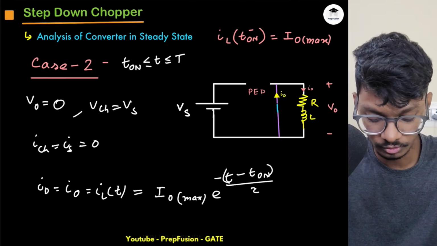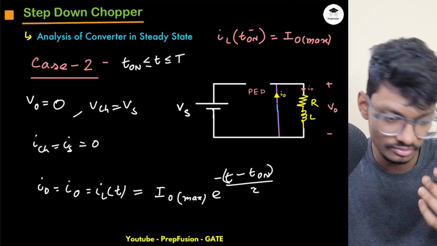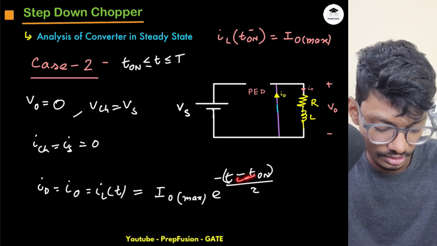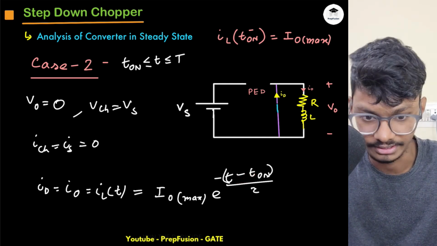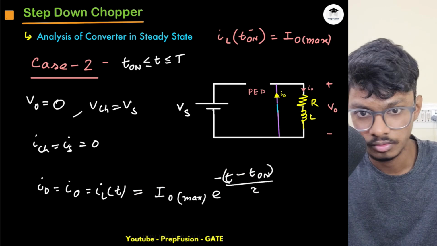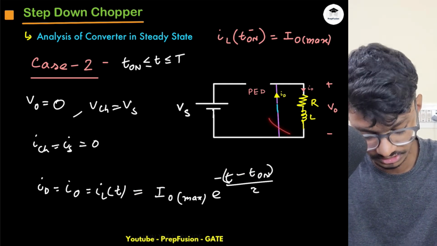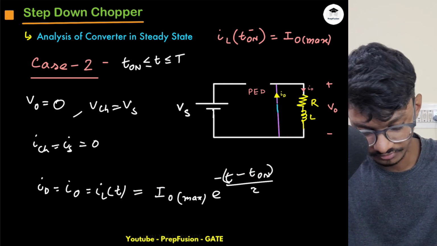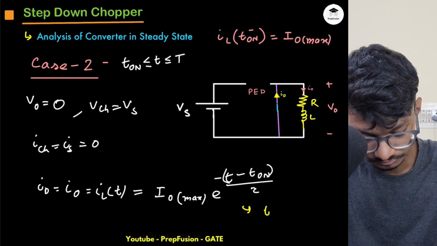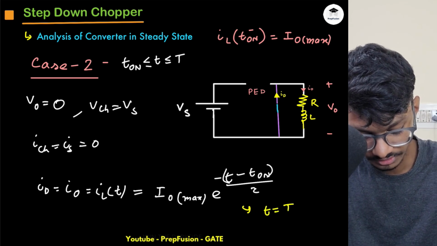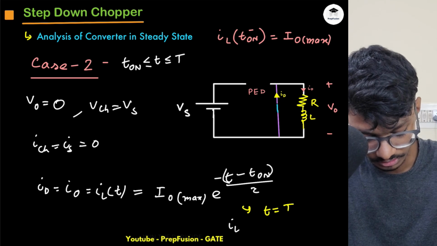So at t equals to infinity, what will happen? This will go to 0. But I obviously will not go until t equals to infinity. We'll go until t equals to capital T, right? Then this value will become IO max minimum, because this is discharging. So one more thing in this equation, if you put here t equals to capital T, we will get IO minimum, like our IL of t will be IO minimum.